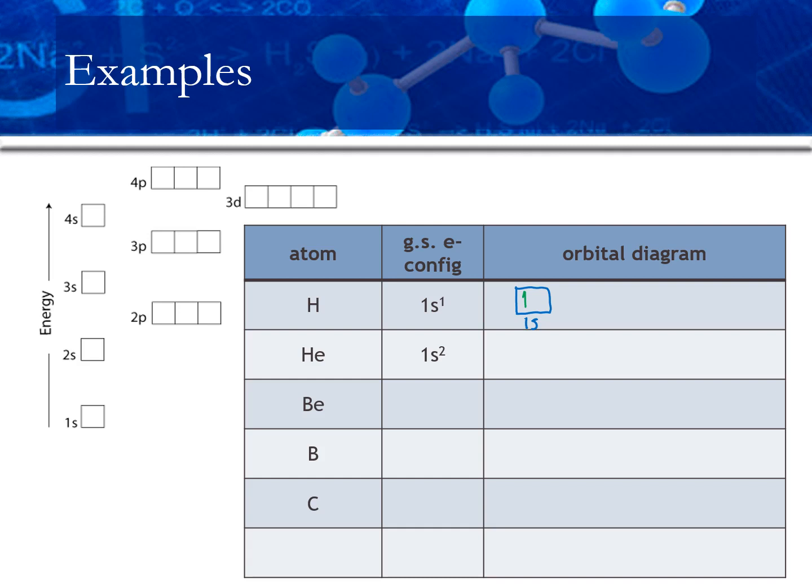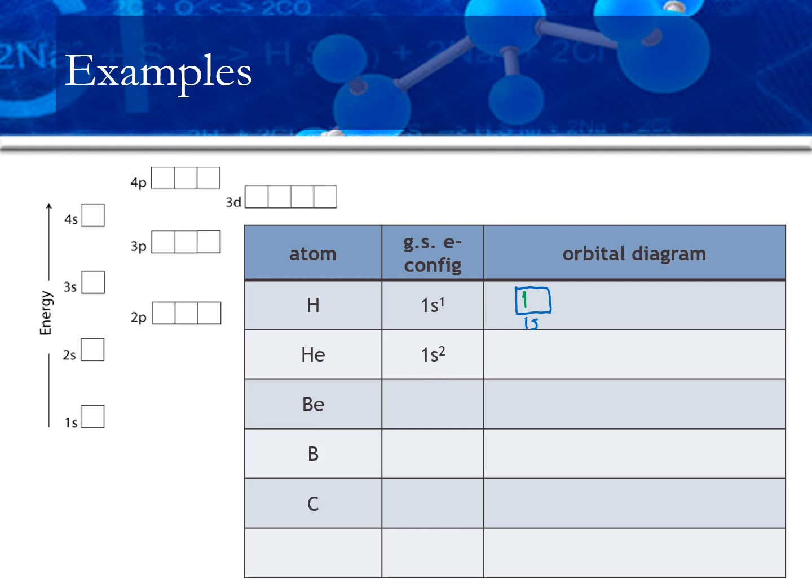Okay. For helium, we know there's 2 electrons. We've got to show all of the electrons. I can put 1 electron in the 1s, and as long as I change the spin on the second electron, I can put the second electron in the 1s. So this is a 1s2 electron configuration.